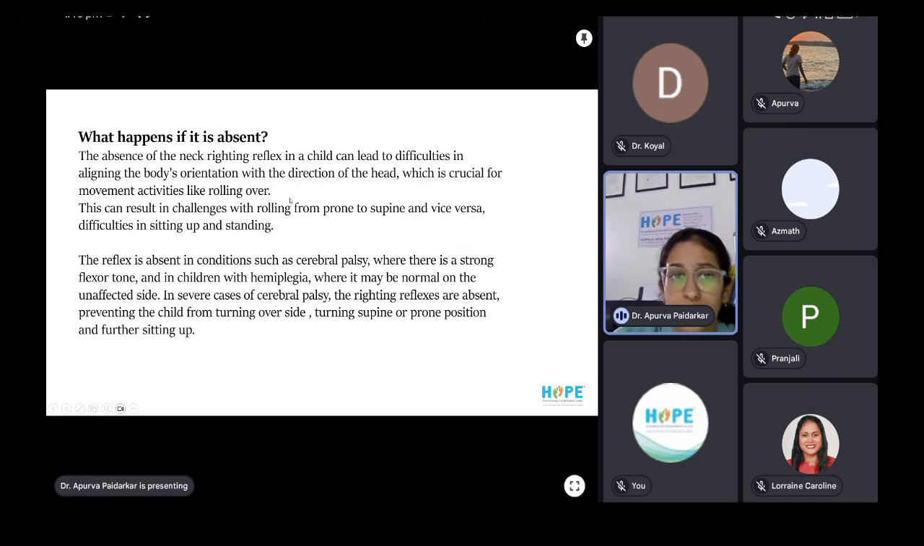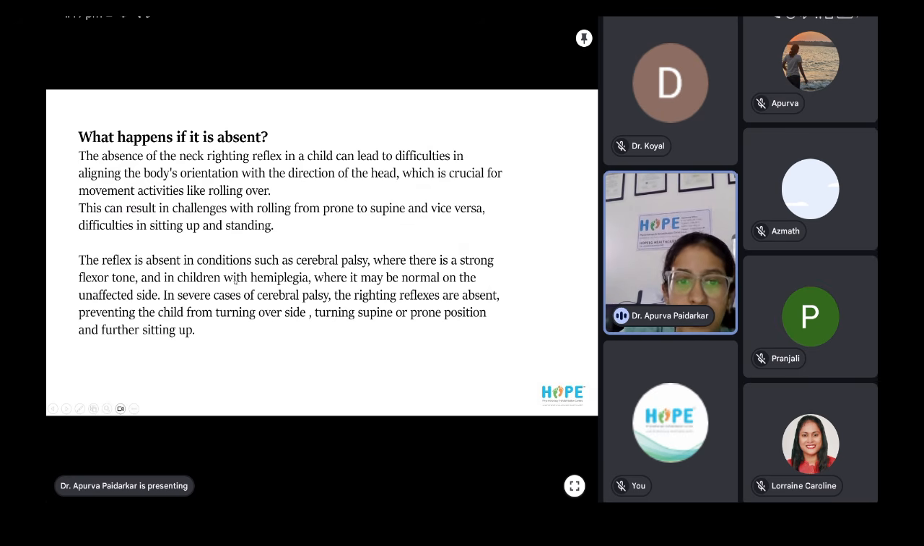So what happens if this is absent? Absence of the neck righting reflex in a child can lead to difficulty in aligning the body's orientation with the direction of the head, which is crucial for movement activities like rolling over. This can result in challenges with rolling from prone to supine and vice versa, supine to prone. Also difficulty in sitting up, which is the next development, and then standing.